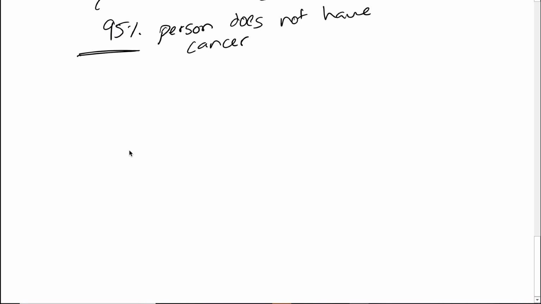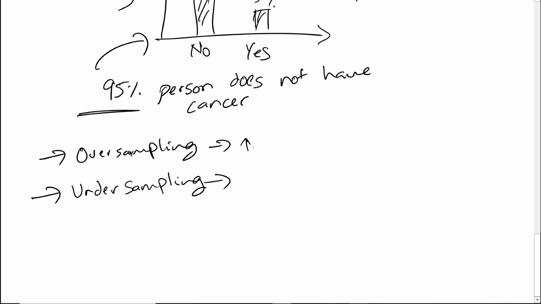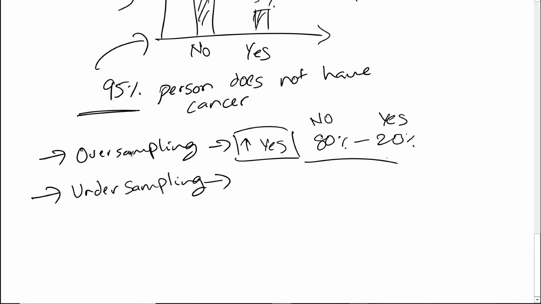Now how can we eliminate such type of biases in our model? We can do two things. We can do oversampling, or we can do undersampling. So what does oversampling mean? Oversampling means that we are just increasing our yes. So we would increase our yes in a way so that our data would be split in, let's say, 80% 20%, where 80% of the data would be no and 20% of the data would be yes. So this is a fair split that we can work with when we are modeling.